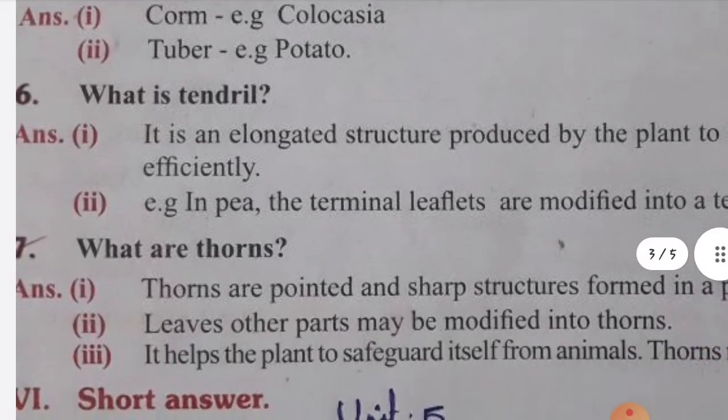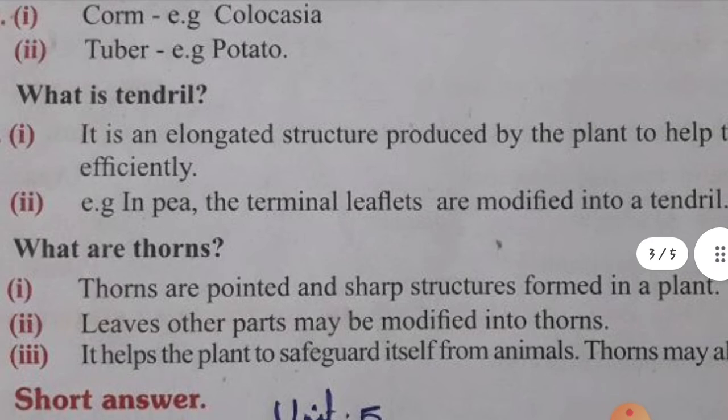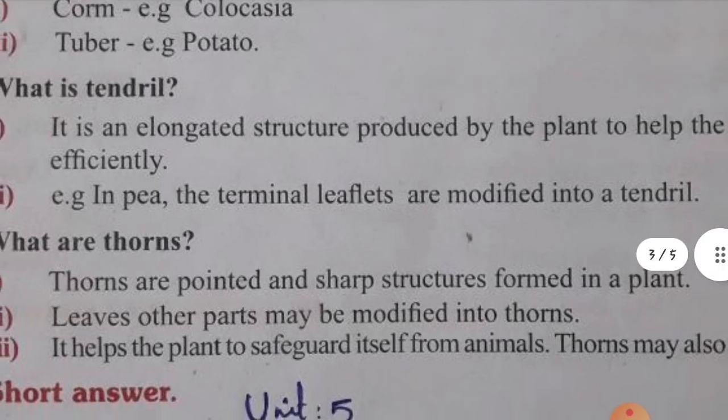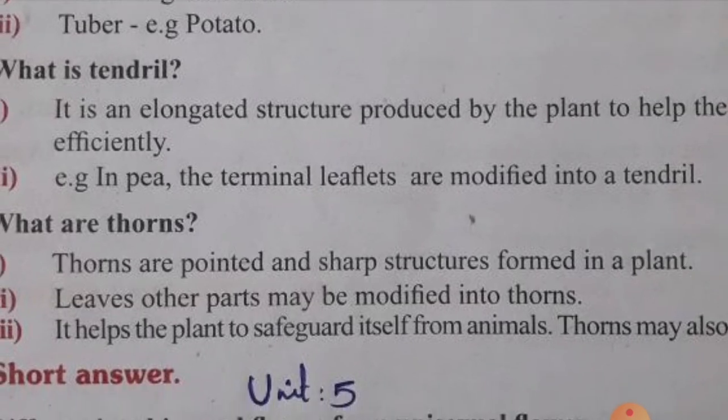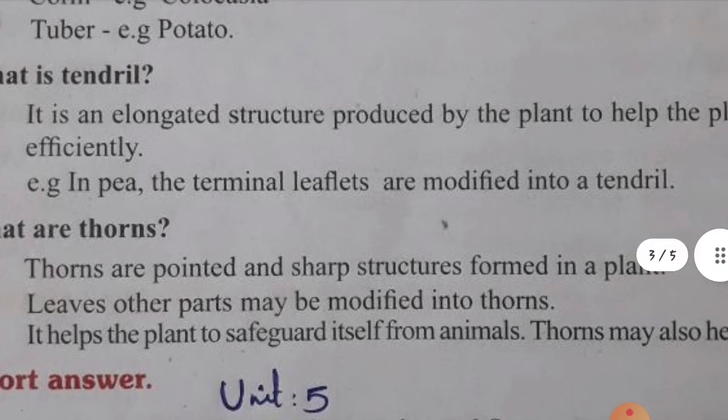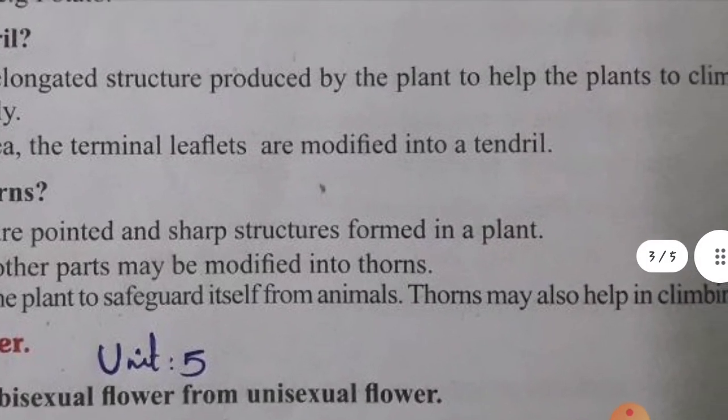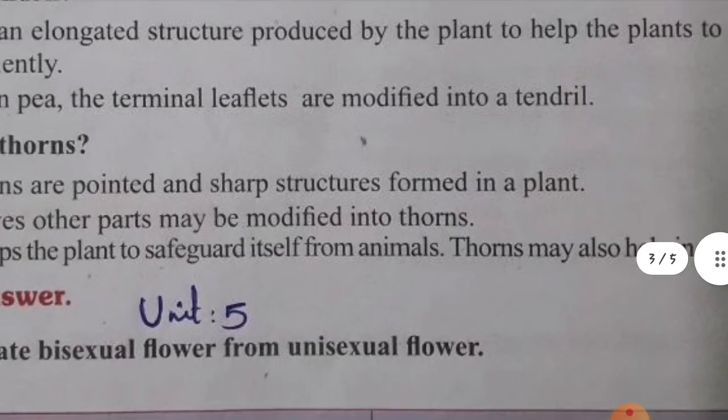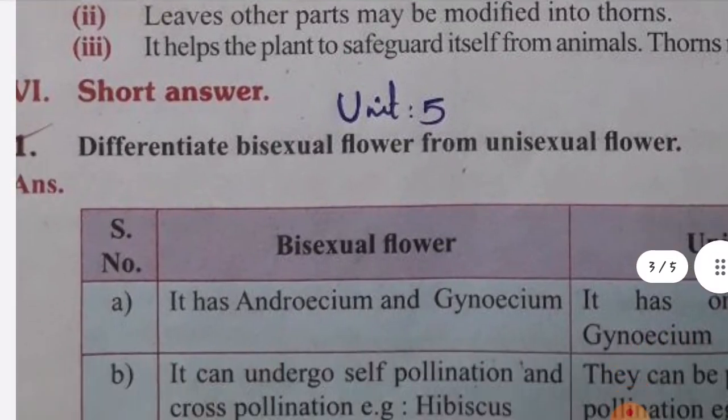Okay, and seventh one, what are thorns? Thorns are pointed and sharp structures, children, formed in a plant. Second point, leaves and other parts may be modified into thorns. It helps the plants to safeguard itself from animals. That's very important, children. Thorns may also help in climbing. Okay, this is clear to you, children.